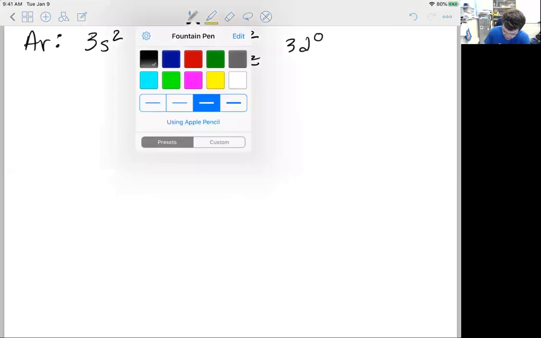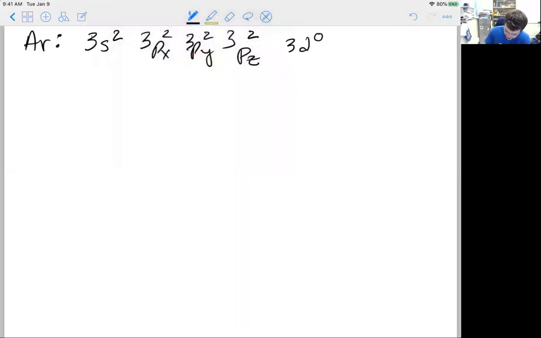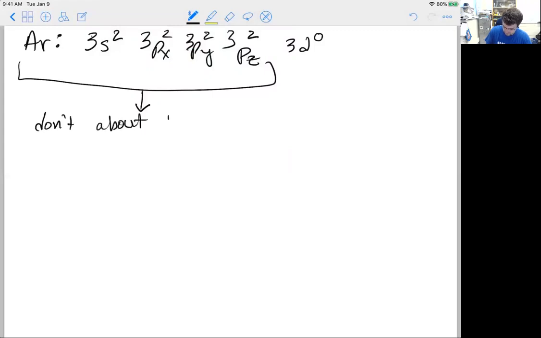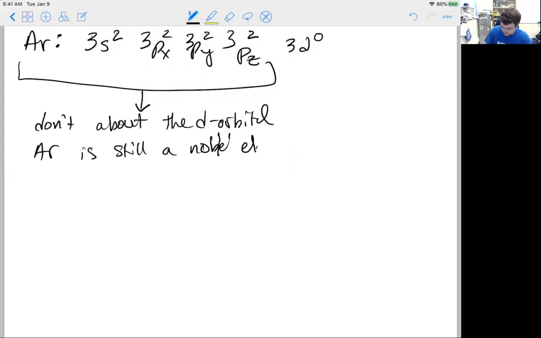This is still considered a noble element despite having several empty orbitals within its outer shell. And that's because these are the d orbitals that are a bit higher in energy. They're actually higher in energy than the 4s orbital. As many of you may be aware, we actually will fill the 4s orbital before we jump into the d orbital. But don't worry about the d orbital. Argon is still a noble element.